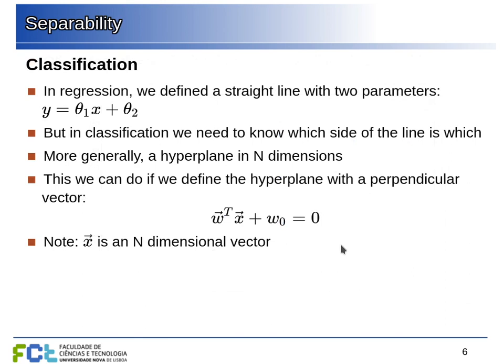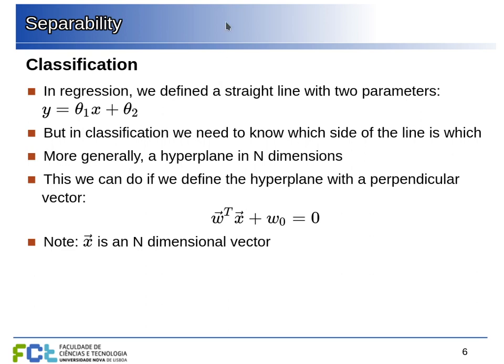Okay, so the idea here in classification is to try to separate these two classes. We saw with regression that we defined some hypothesis class. We chose some hypothesis class. We have this, for example, this model for a straight line. And then with the parameters, we choose which line we want to use. And the idea would be to try to approximate as much as possible the data that we have.